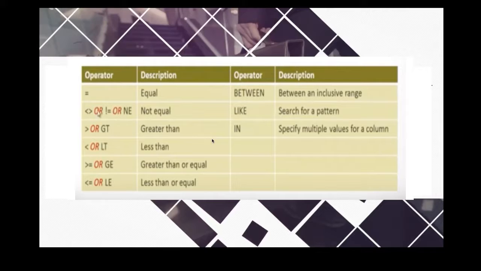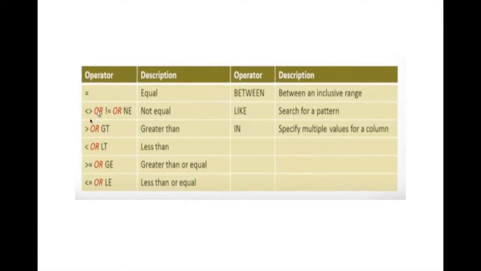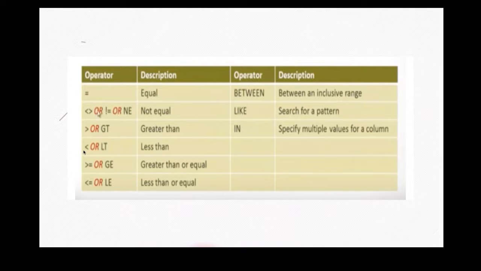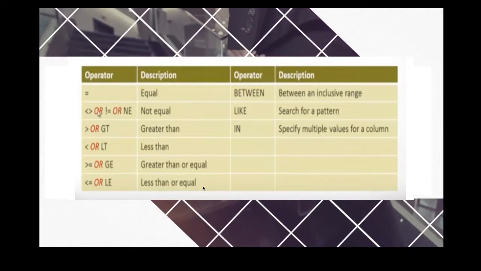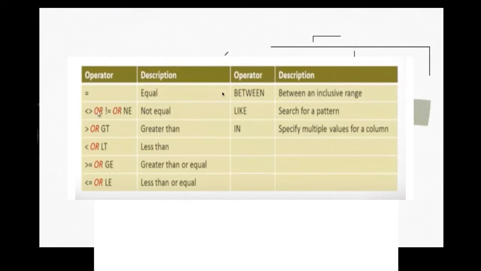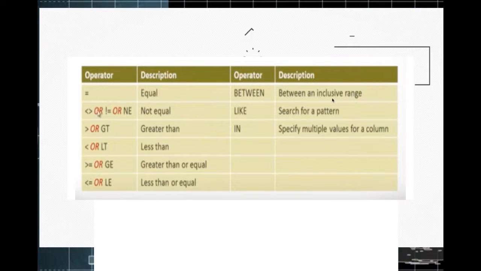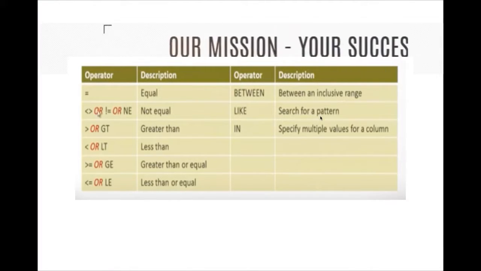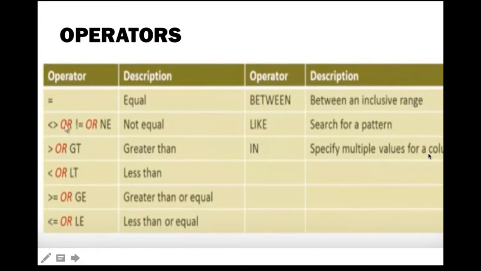So here's a typical operator table. We have our equal sign, our not equal sign, our greater than, our less than, our greater than or equal to, and our less than or equal to. Today we're specifically looking at these comparison operators: between, which searches between an inclusive range; like, which searches for a pattern; and in, which specifies multiple values for a column.